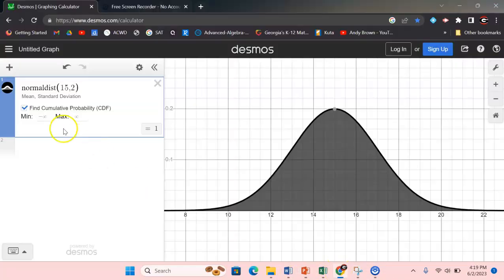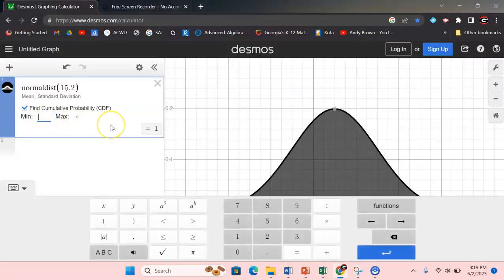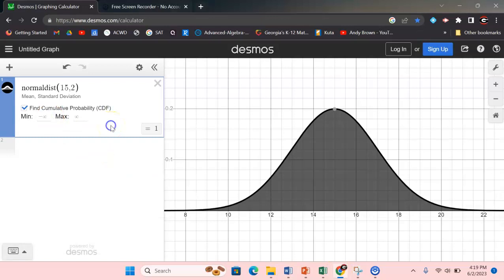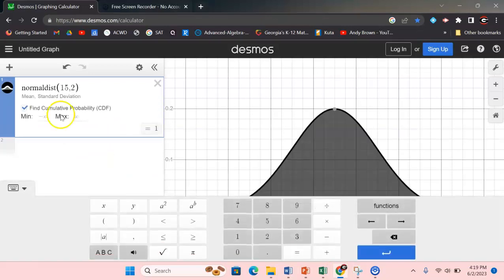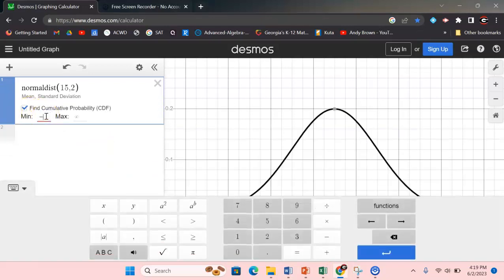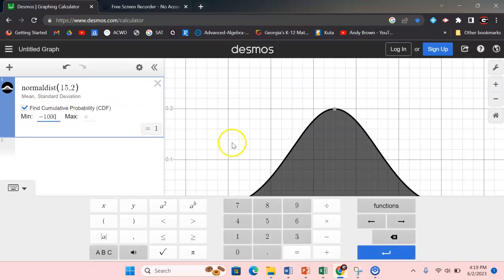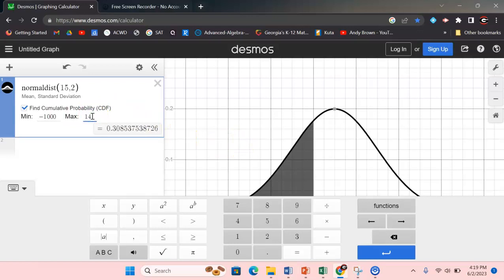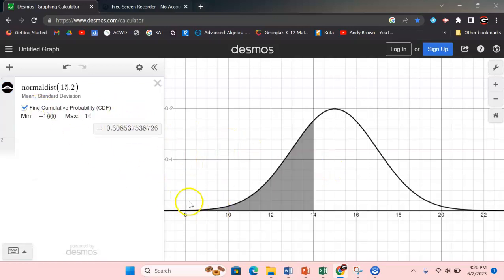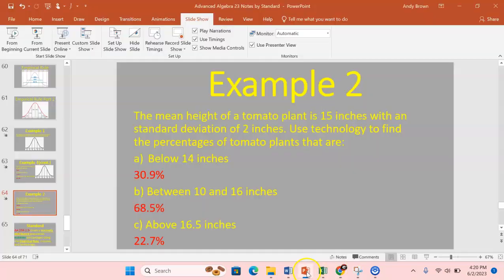So for that, I could have left that negative infinity. I probably should have left it, but it's okay. I can just put something really small. Let me put negative 1,000, which doesn't even make sense here, but that's easily small enough, to 14. Okay, so essentially we're saying this is below 14 because negative 1,000 is so far over there. So that would be 30.8%. That's where I had this measure there, 30.9 if you round it.